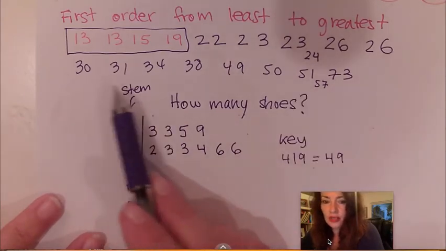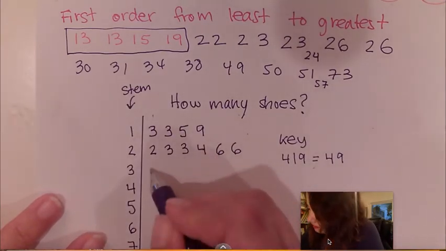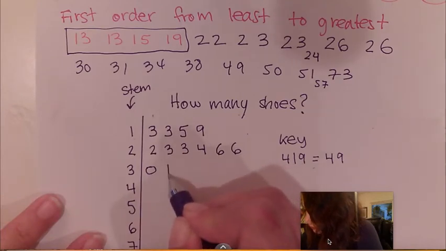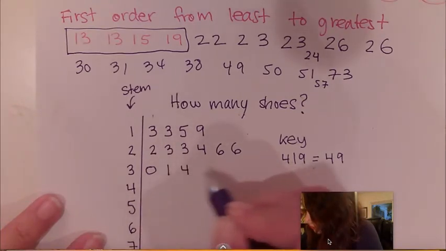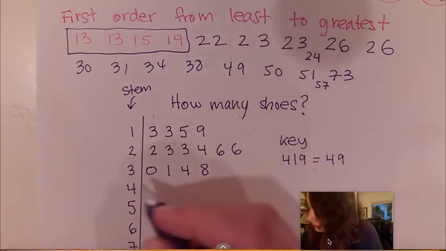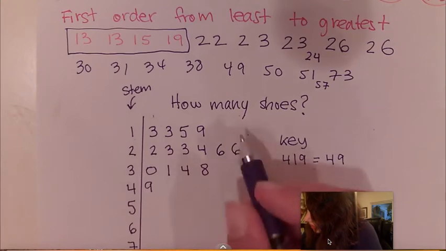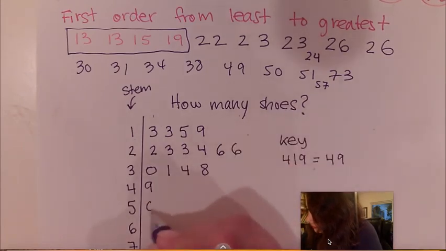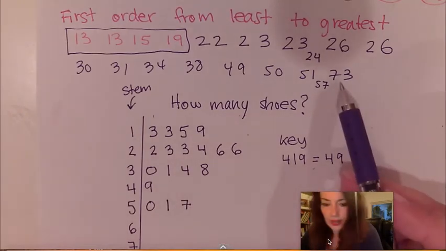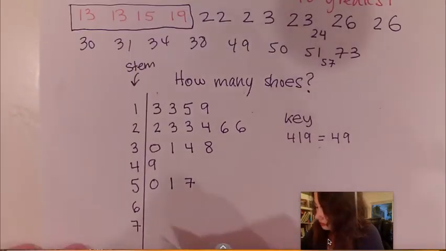Then I'm going to continue to the 30s. I have a 30, I have 31, 34, and 38. Let's see how many in the 40s. We just have one, so 49. Then we have 50, 51, and 57. And then we have 73.